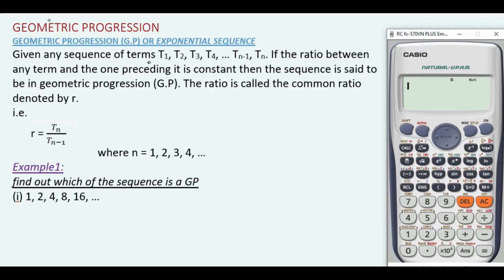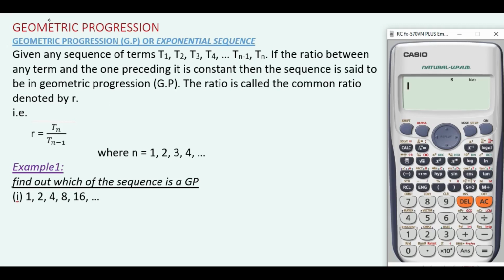Given any sequence of terms T1, T2, first term, second term, third term, fourth term, up to the nth term, if the ratio between any term and the one preceding it is constant, then the sequence is said to be in GP. The ratio is called the common ratio, denoted by R. That is why you see that R here is equal to the last term divided by the preceding term.